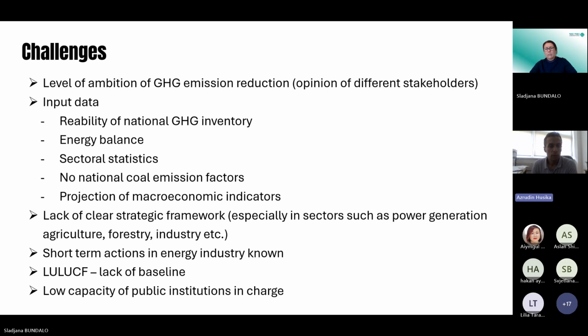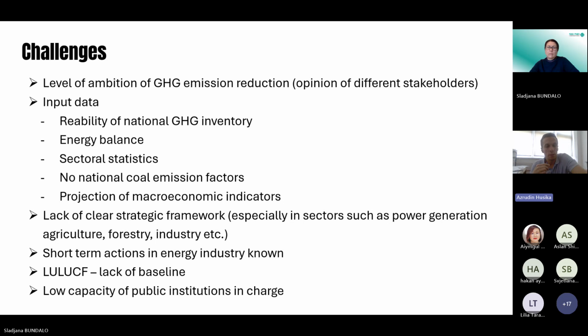Regarding input data, when we started to apply LEAP in 2012 or 2013, Bosnia and Herzegovina didn't even have an energy balance. So it was very difficult to start with modeling. We had historical data at that time, but the reliability of the GHG inventory at that time was at a quite low level. The last officially adopted GHG inventory is until 2018, and reliability is about 10-11%. So still at a low level.